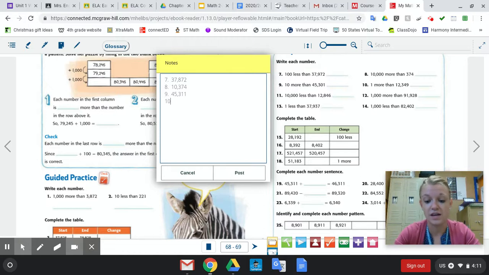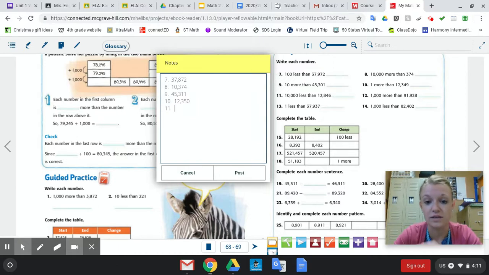So number 10 is talking about the ones place because it says 1 more than 12,349. If I have 12,349, 1 more than 9 is 10. So I'm actually going to look at the last 2 digits of this one. I'm going to pull these together. 1 more than 49 is what? It's 50. So I'm going to add 1 to that number and get my answer.